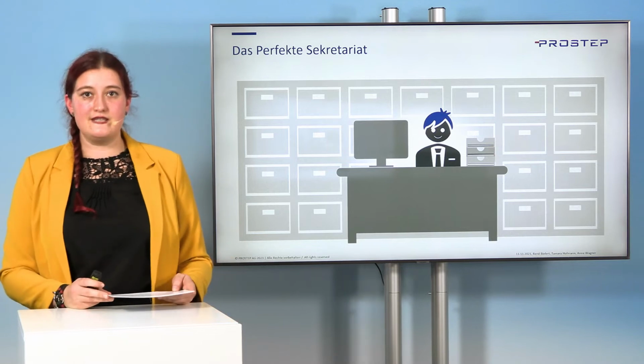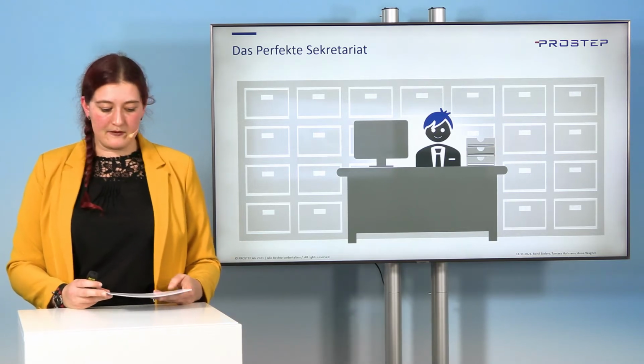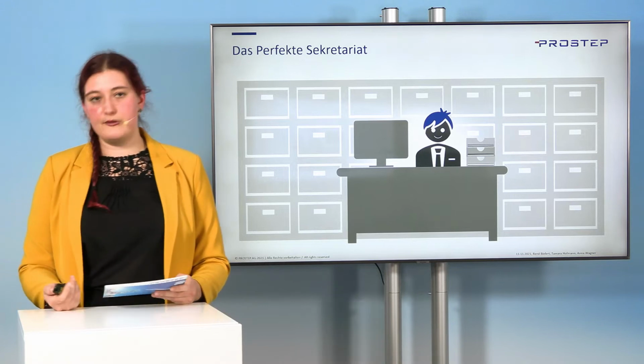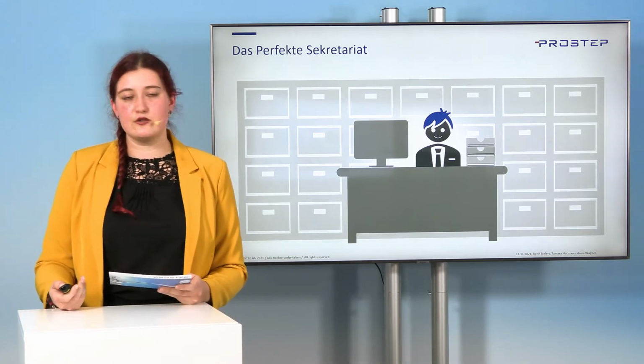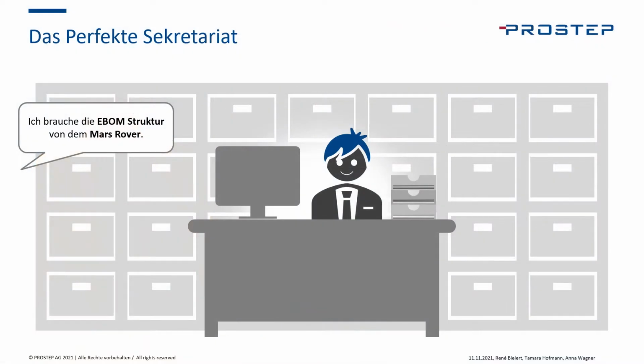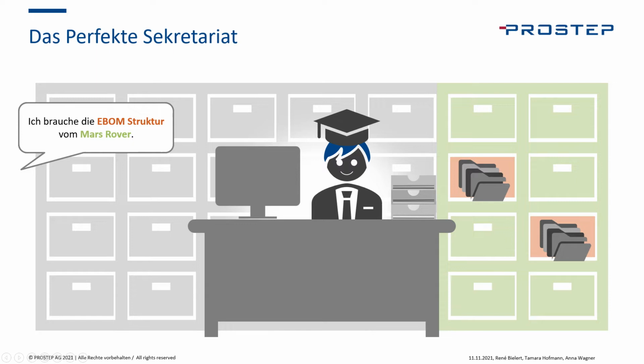Here, we often use the analogy of a perfect secretary's office. I have a secretary, I go to the organized office and I make a request. I say I need the E-bomb structure from the Mars rover. My secretary is good, they're very well organized, and they know that the information on Mars rover can be found in the green area. Perhaps my secretary is excellent. In that case, they'll also know that information on E-bomb structure can be found in these two files, in these two drawers.